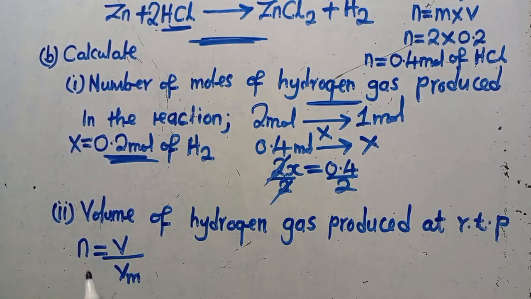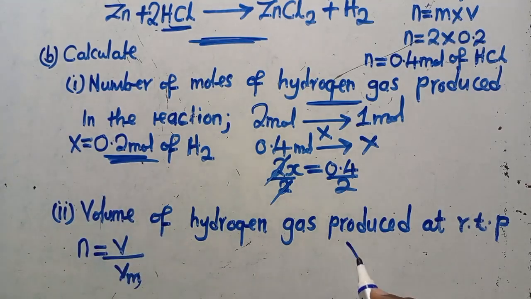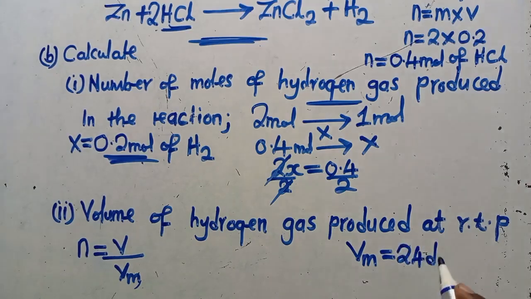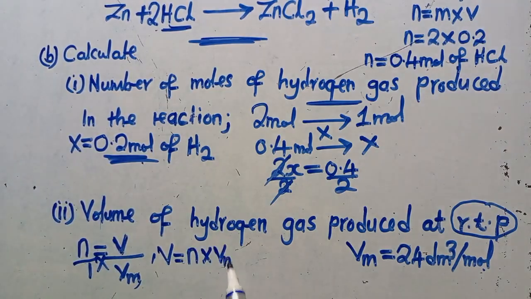So I have the number of moles, which is that one. What you need to understand is that molar volume at RTP is 24 dm³ per mole. This is the molar volume at RTP. I need to include the number of moles. I want to find volume, so I cross multiply over 1. V times 1 is V, which is equal to number of moles times molar volume.